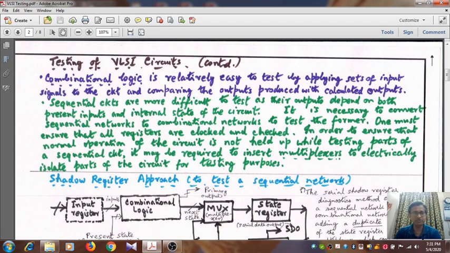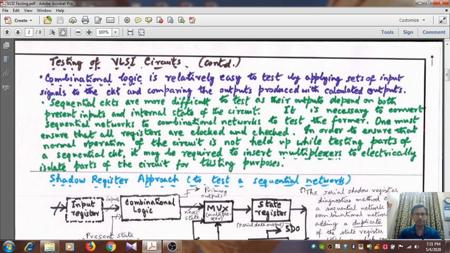It is necessary to convert sequential networks to combinational networks to test the sequential circuits. One must ensure that all registers are clocked and checked. That means we can test the performance of every register, every single register existing in a sequential circuit.